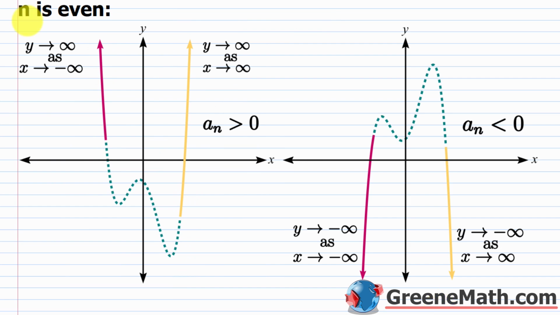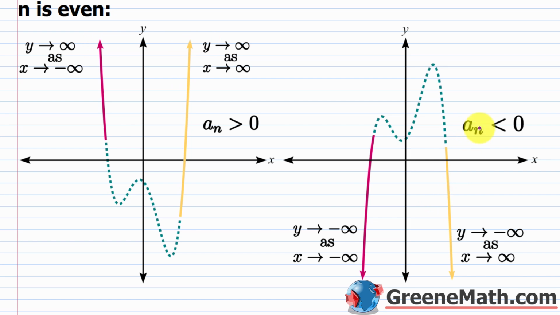So the other scenario is going to be where n is even, and in this case, remember, on each end, you're going to have matching behavior. So in other words, with this one, where your a sub n is greater than 0, or you could say the leading coefficient is positive, well, y is going to approach positive infinity as x approaches negative infinity, and then y is going to approach positive infinity as x approaches positive infinity. So for this one, you could say the graph rises to the left and rises to the right. See how it's the same at each end.